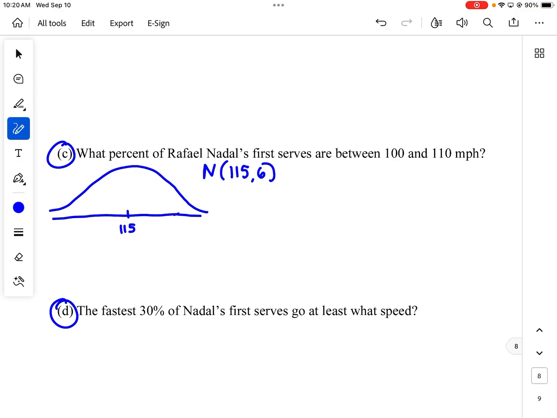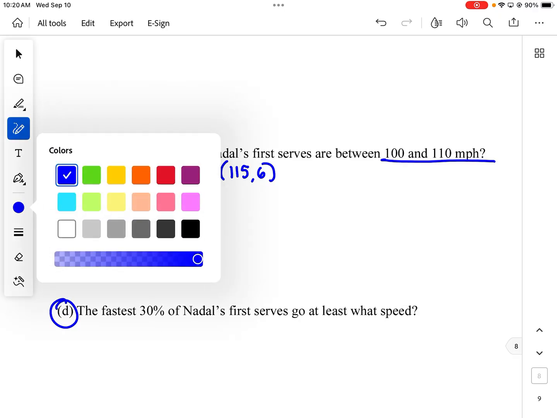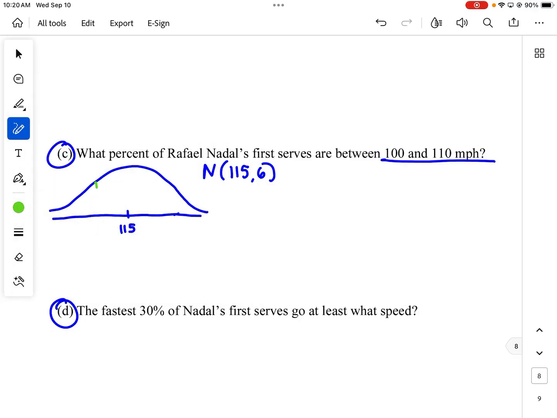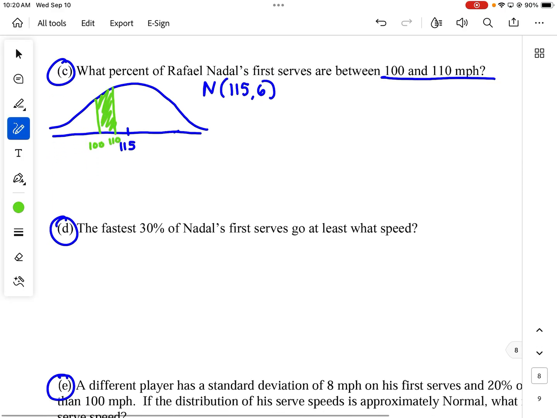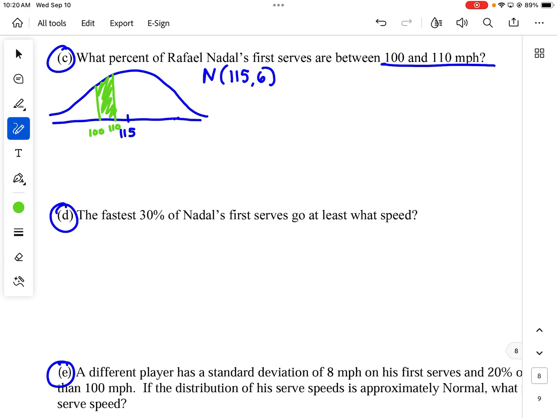Okay, so it says we want to know the percent of serves between 100 and 110. So 100, let's say this is 100. And this is 110. So we would shade that area. So area under the curve is what we want to find, which will give us the percent of serves between those values. So in order to put it in the calculator, which I'm going to show you how to do in Desmos, we've got to find our z-scores.